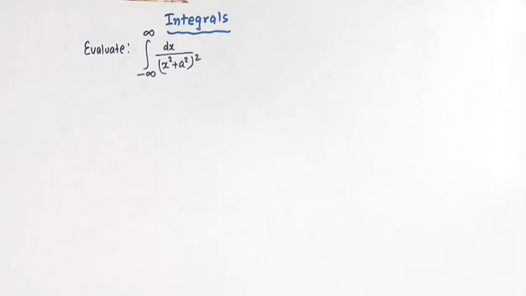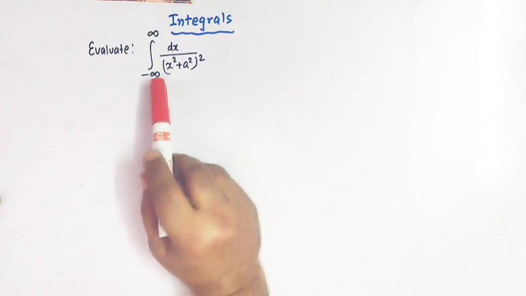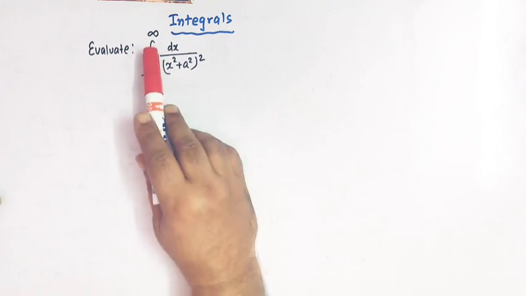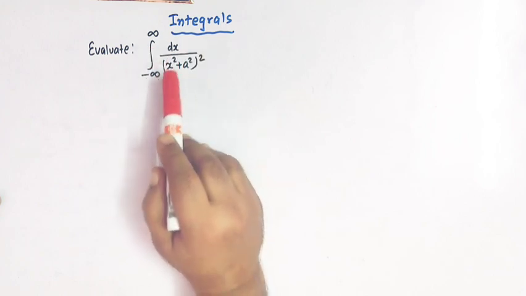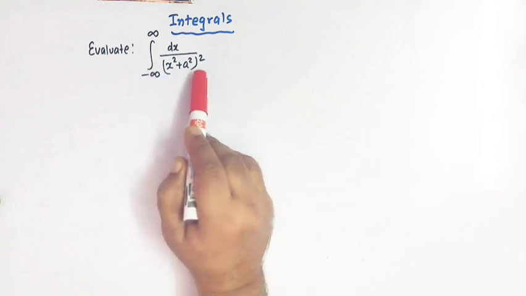Viewers, in today's class, we are going to discuss yet another important and very conceptual problem from integration. In this class, we'll solve this important integral, from minus infinity to infinity, where the integrand is 1 over (x square plus a square) whole square.